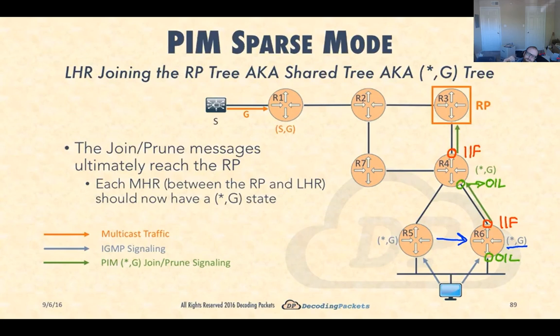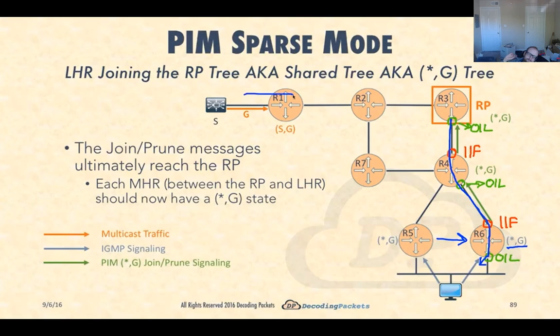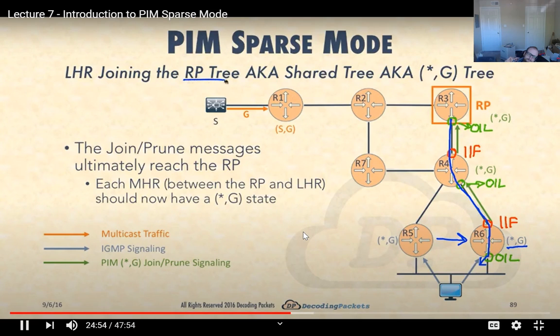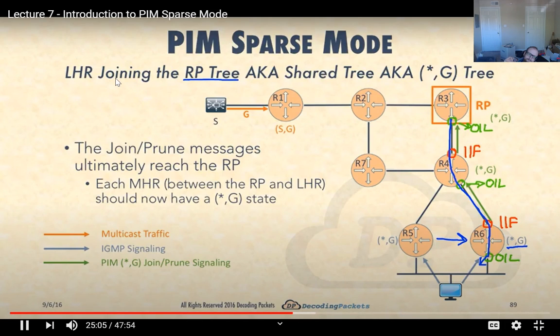Then the RP, the first thing it does is create that star comma G state. But furthermore, it receives a join on an interface, so once you create that star comma G state, that interface must be added to the OIF. Now there is no incoming interface on the RP, because the RP is the root of this tree. So this tree really goes from R3 to R4 to R6, and finally to the receiver. That is the star comma G rendezvous point tree. Now you know why it's called the rendezvous point tree. If you look up here, it has several different names, and one of those is the RP tree. That's really the name you should use if you're just configuring PIM-SM, though it's also a star comma G tree.